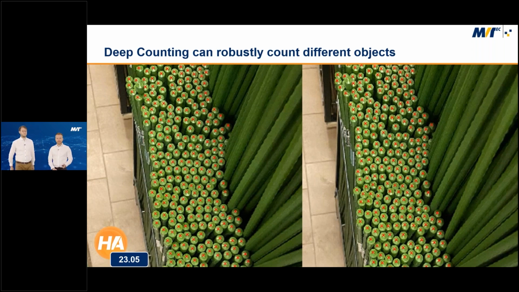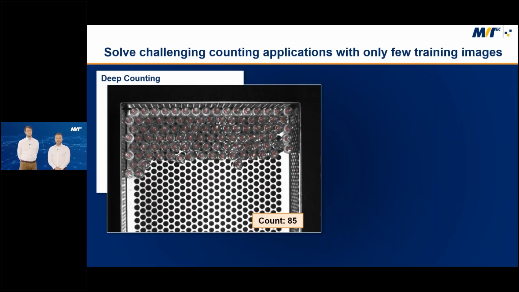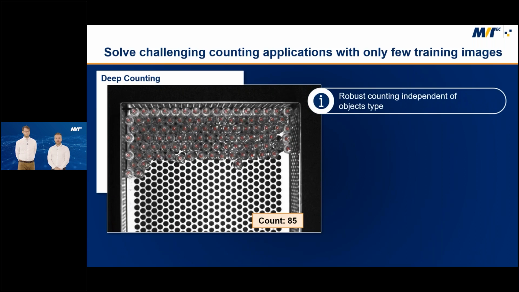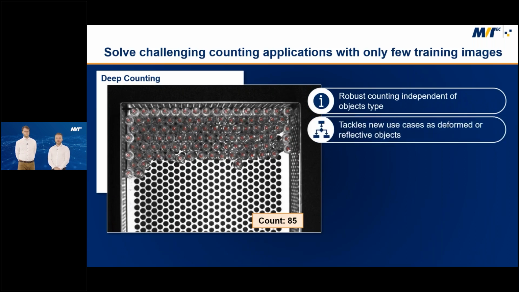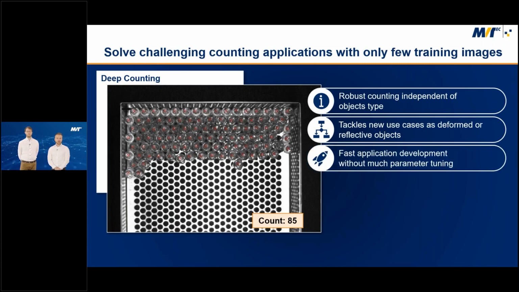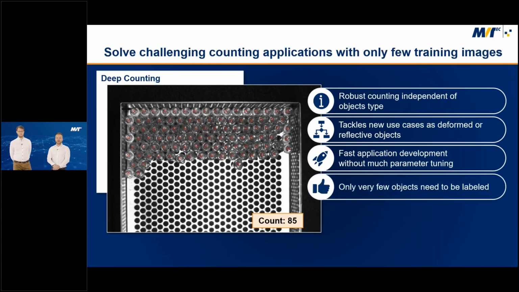Thank you, Peter. So we have seen that deep counting can solve many difficult applications, and this is really just with a few images for the training. It's robust for different object types, especially for local reflections and deformed objects. The application development is really fast, so you don't need a lot of knowledge about parameter tuning, and also you don't need a lot of labels to train the deep learning network.